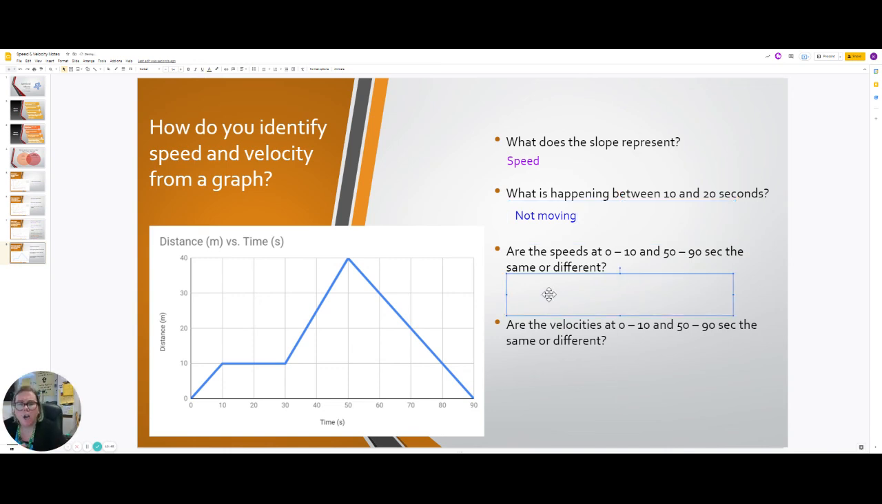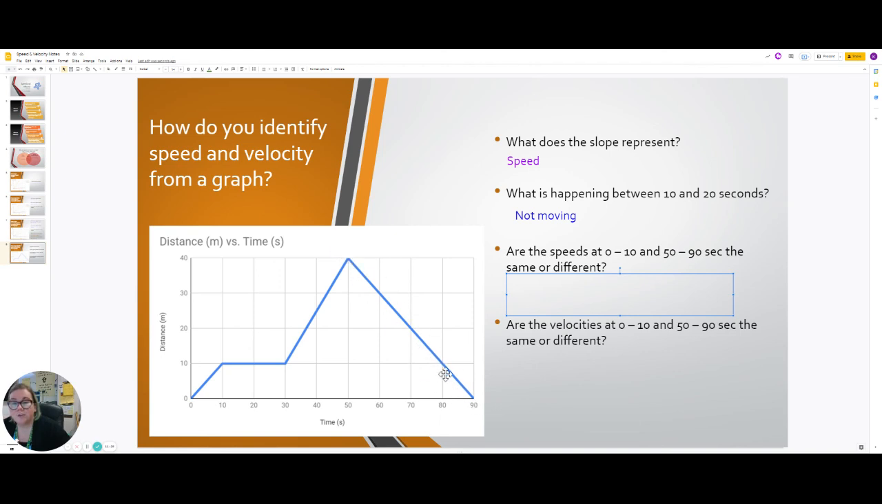Okay, next one, are the speeds at 0 to 10 and 50 to 90 seconds the same or different? Okay, well, let's look at 0 to 10. 0 to 10 seconds here, I've got this line, it's going up, and that means it's going 10 meters in 10 seconds. Okay, and then I'm looking for 50 to 90. So it looks like we've got 10 meters being covered in 10 seconds there, 10 seconds there, 10 seconds there.